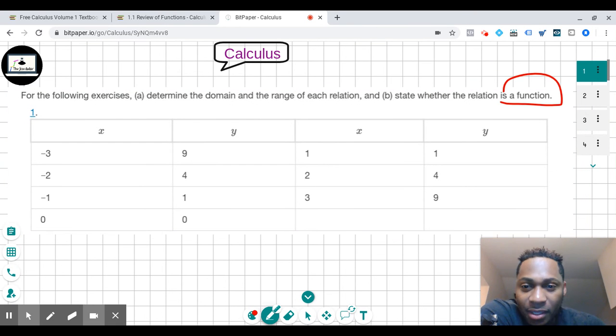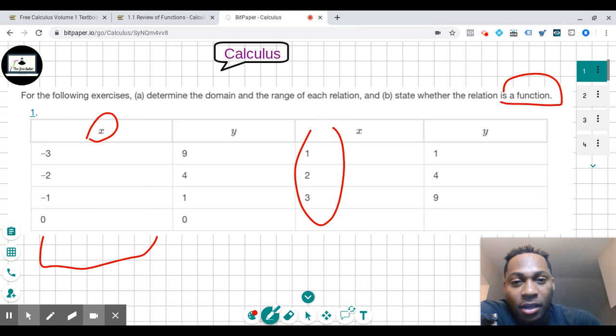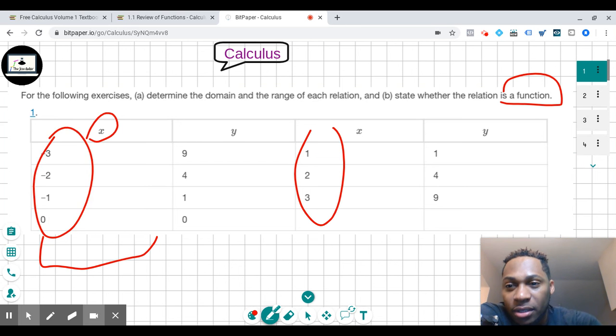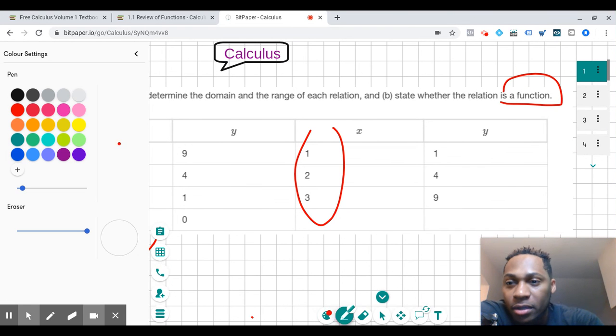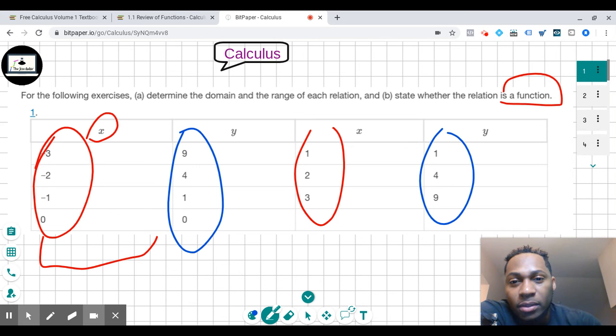So let's get started. The relation we have here, these are the x values. Because they didn't have space, technically they would put this underneath here, but they put the second row right here. So these are all the x values, and the y values are these ones right here. The ones in blue are the y values and the ones in red are the x values.